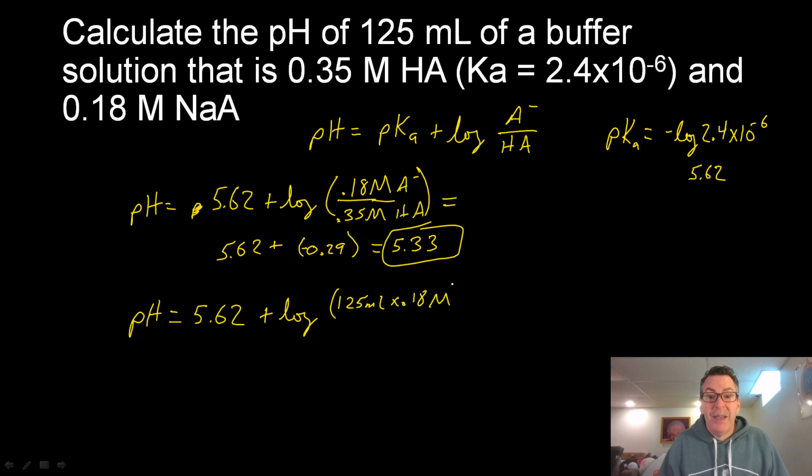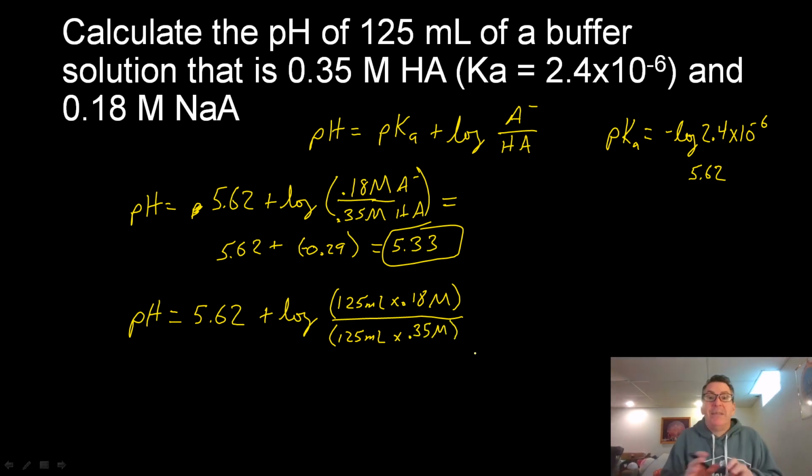So to find my moles, or in this case, it would actually be millimoles of the sodium A- salt, I take the 125 milliliters times 0.18. Divide that by, for the acid, now again, in this case, it's in the same 125 milliliters of solution, times its concentration of 0.35 moles per liter. But if you had different sources of the weak acid and its conjugate base, then you would just plug in whatever their volumes were in here instead of the 125.